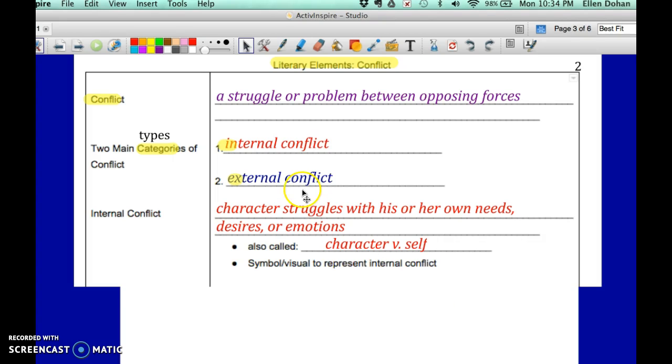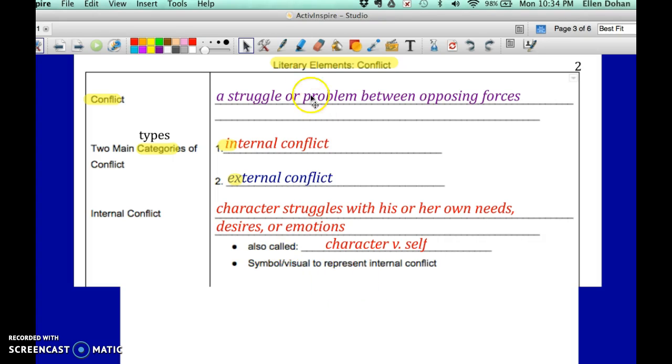Internal conflict is when a character struggles with his or her own needs, desires, or emotions. This is also called character versus self because the problem takes place within the character's mind or their heart. It's not something that we can actually see outside. It's not with someone else.